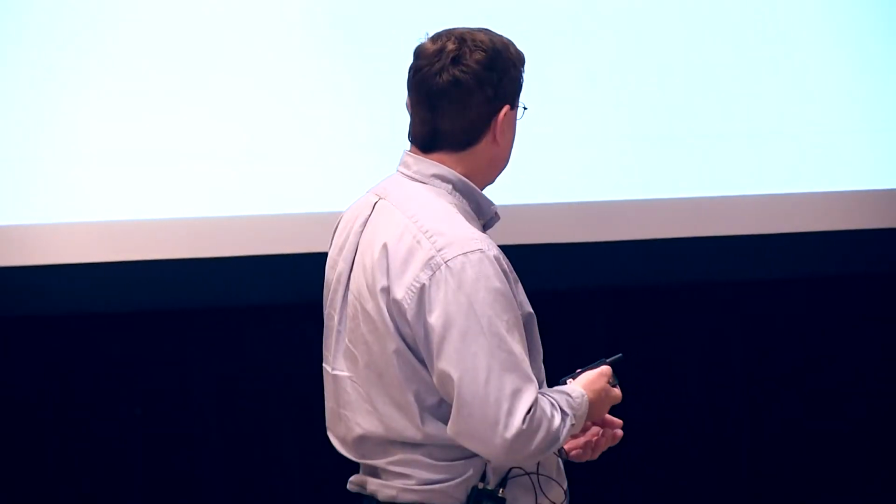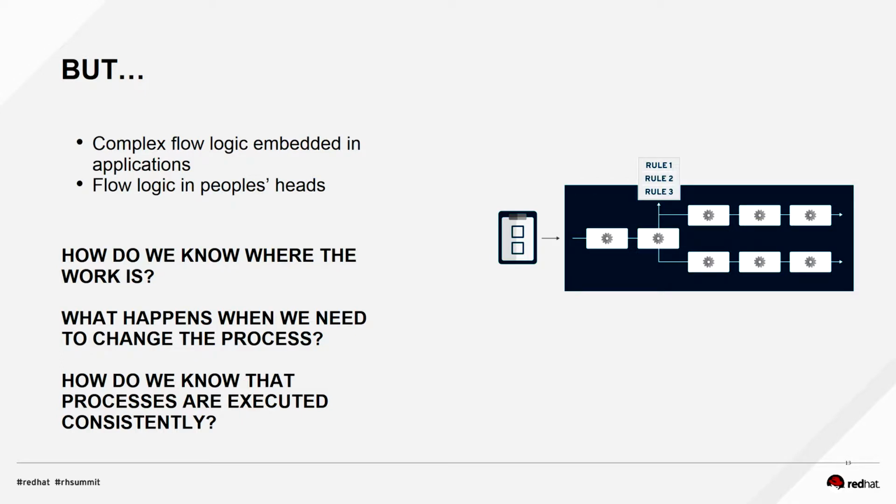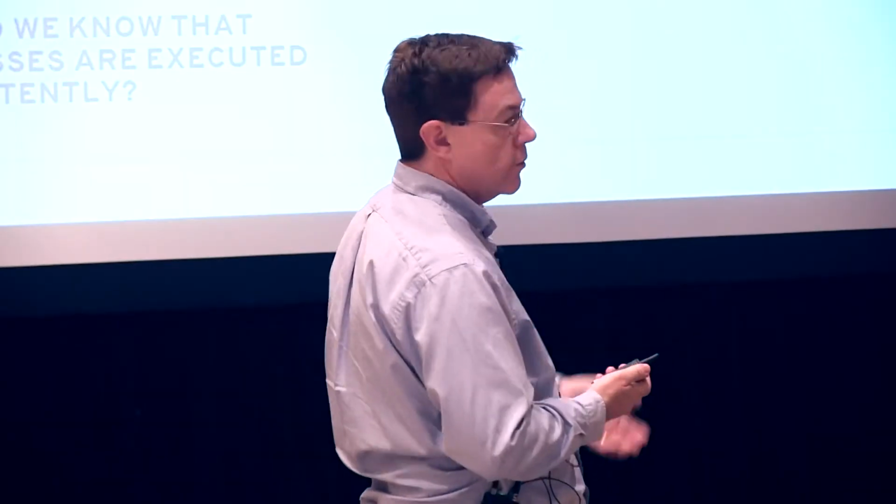Business process management is all about automating those steps in the process so that we can address essentially the same three sets of problems, but applied at the process level. So if you think about it, processes are like rules in the sense that we still have these three problems, right? How do we know where the work is within an organization?